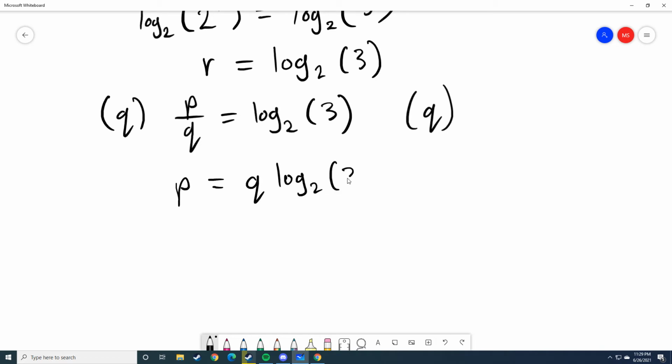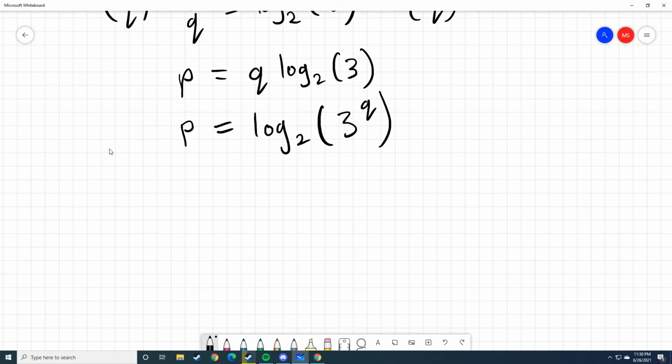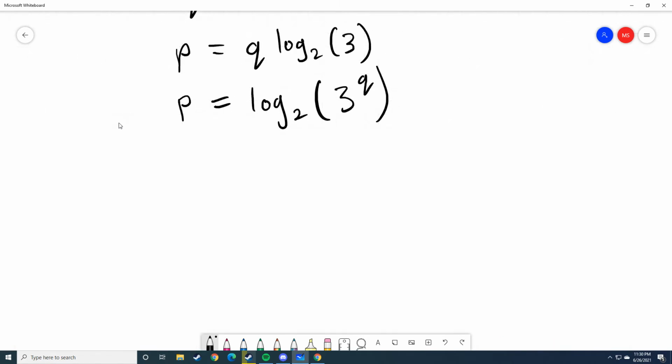Now you'll remember one of the properties of logarithms is that if you have a multiplicative constant outside of this logarithm, like this q here, you can actually bring it in as an exponent to the argument of your logarithm. So that's what I'm going to do in this next step. I'm going to say this is the same as saying p is equal to log base 2 of 3 to the q.